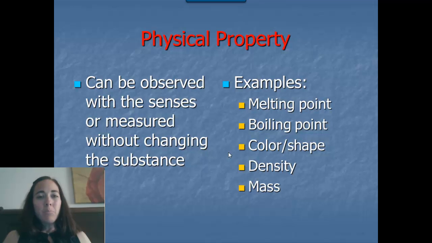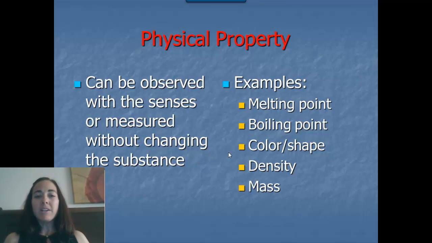Hi. Before you can do the lab on physical and chemical properties, what we need to do is learn what these properties are and how you can recognize them in lab. Then when you go into lab, you're going to have a set of experiments where you have to decide if the changes you observe are physical or chemical.